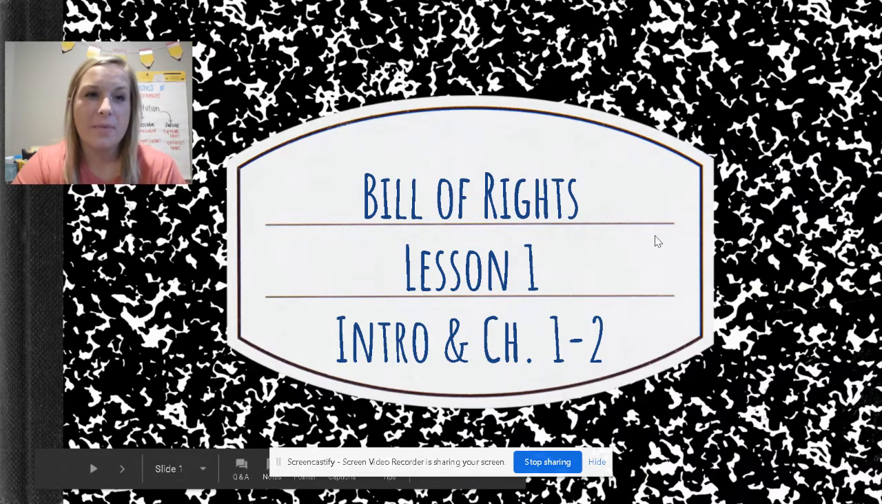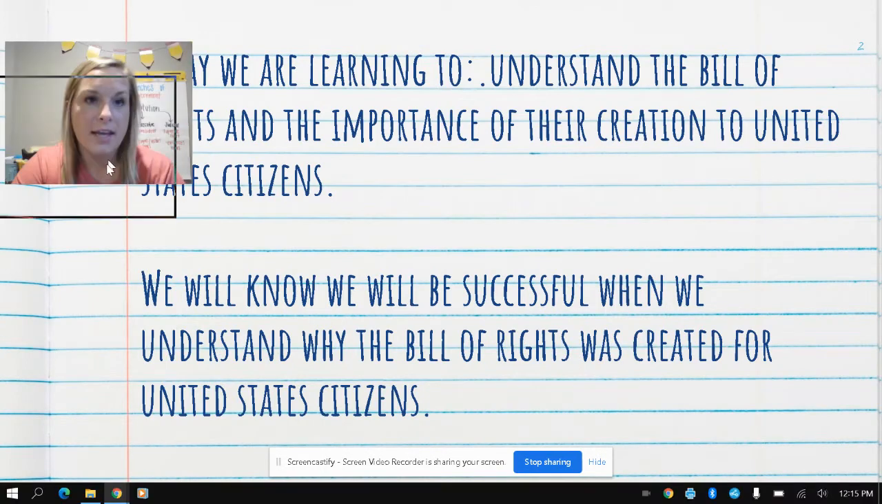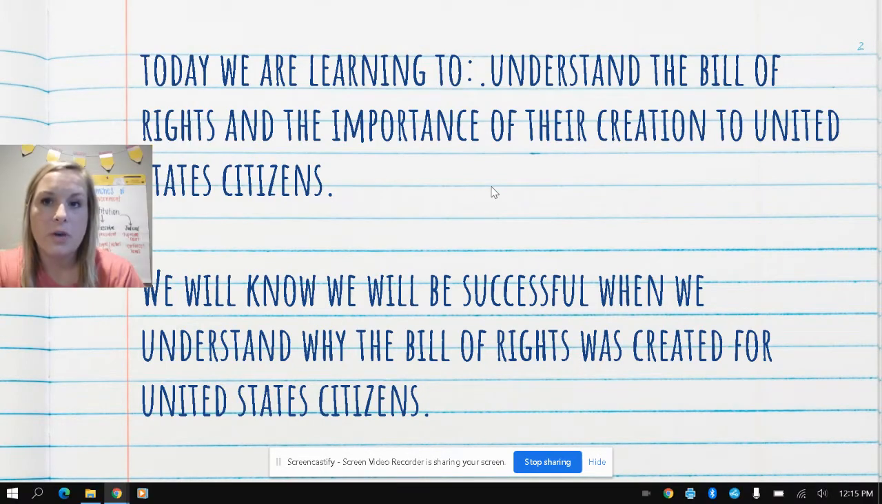Today we are working on the Bill of Rights with lesson one. We're going to do our introduction video and chapters 1 and 2 today. As we work through the Bill of Rights, today we are going to learn to understand the Bill of Rights and the importance of their creation to the United States citizens. We know we will be successful when we understand why the Bill of Rights was created for United States citizens.